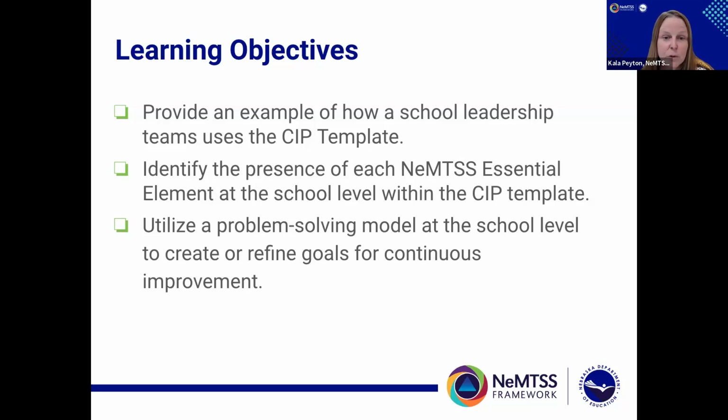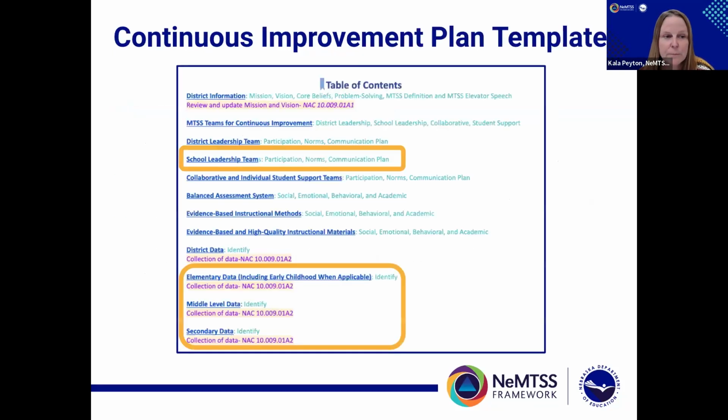For this chapter, we will focus on the following objectives as they relate to school teams. We will provide an example of how a school leadership team may use the CIP template. We will identify the presence of each NEMTSS essential element at the school level, and we will utilize a problem-solving model at the school level to create or refine goals for continuous improvement.